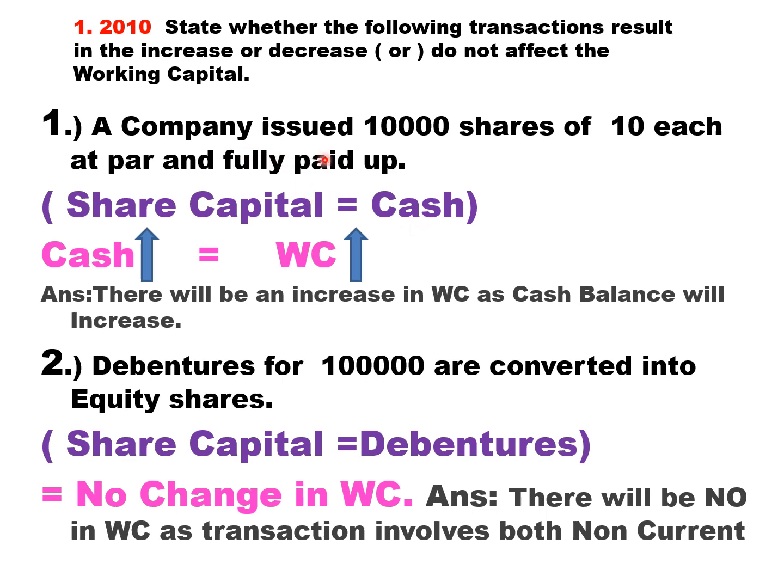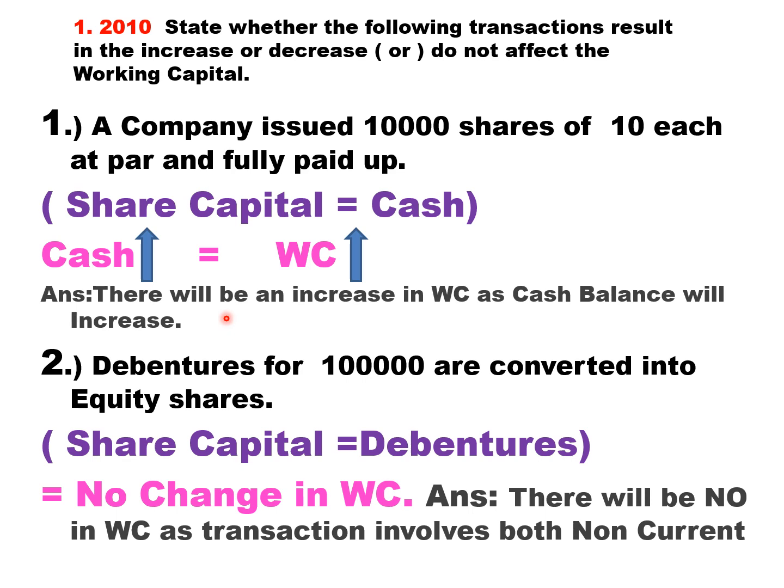Now here the company issued 10,000 shares of rupees 10 each at par fully paid. It means shares are issued, cash comes, so there is an increase in cash. Cash is a current asset. So if cash increases, working capital increases. Answer: there will be an increase in working capital as cash balance will increase.